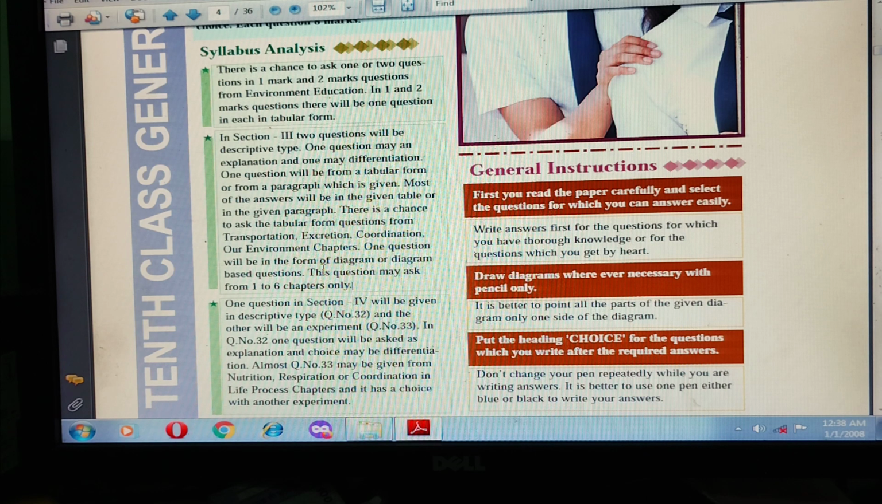And if we consider transportation, in that, arteries, veins and blood capillaries diagrams are there. They give only the diagram and they will ask what it is, whether it is an artery or vein or blood capillary. We have to identify. That kind of questions will be asked.